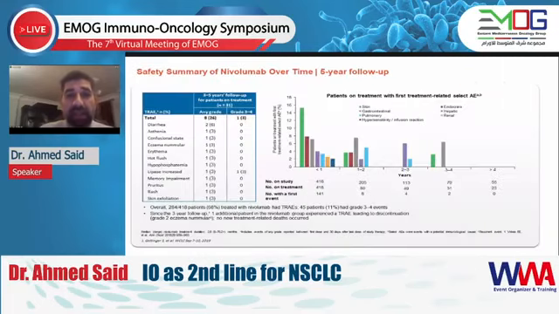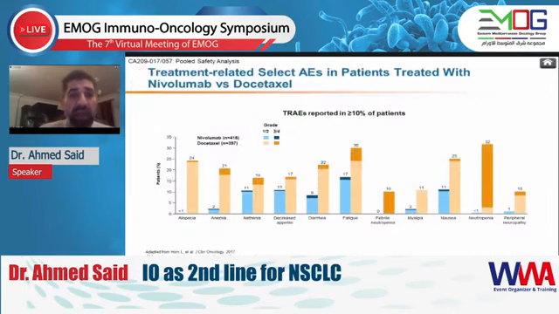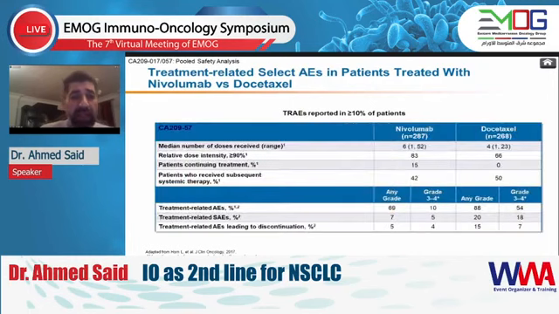As regards safety, nivolumab was tolerable with fewer side effects than conventional chemotherapy. We can see here the distribution of adverse events versus conventional chemotherapy. The treatment is tolerable, with any grade toxicity in 69% and grade 3 and 4 in 10%, rather than 88% of any grade and 54% of grade 3 and 4 in the docetaxel arm.